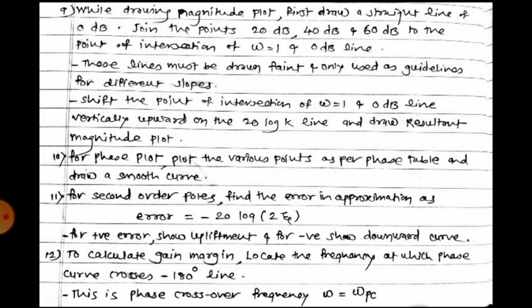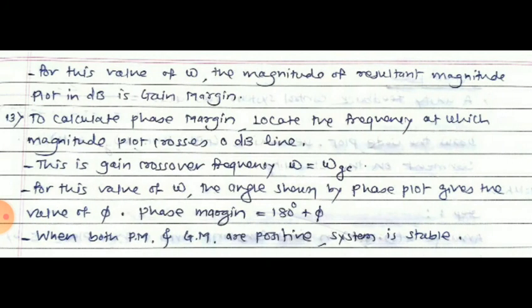To calculate gain margin, locate the frequency at which the phase curve crosses the minus 180 degree line. You will get the gain margin. So this is the phase crossover frequency, omega equal to omega PC. Locate the frequency at which the phase curve crosses the minus 180 degree line. That frequency will be omega PC. For this value of omega, the magnitude of the resultant magnitude plot in dB is the gain margin.